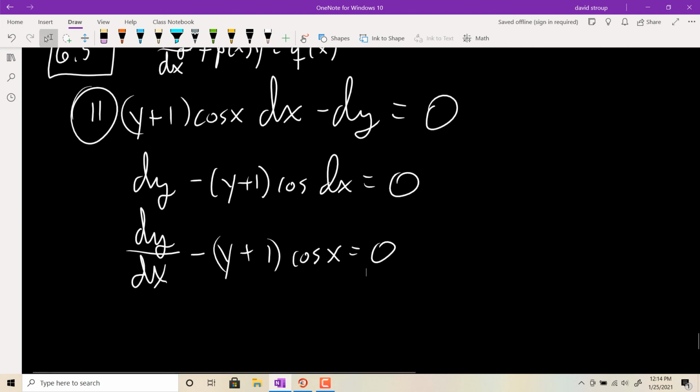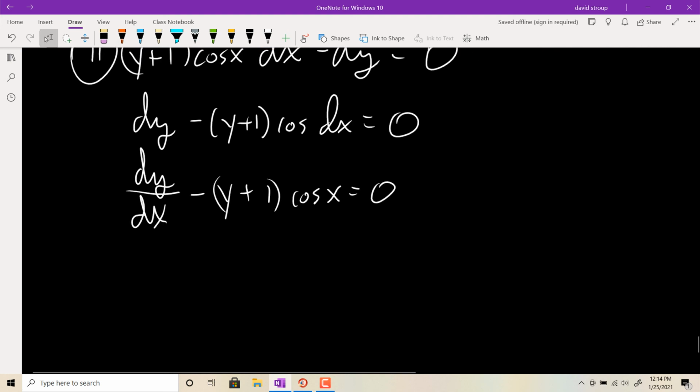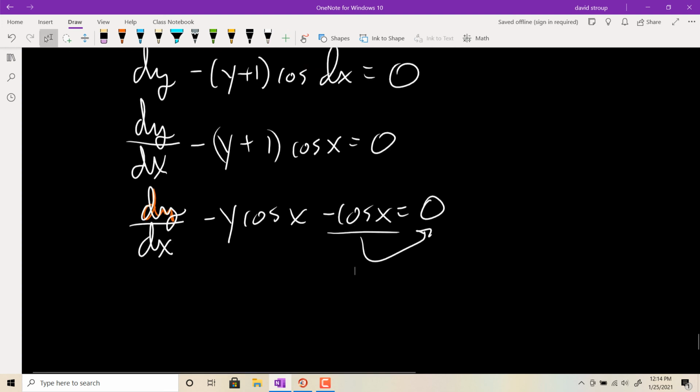It's still not in the form because in the form you have just a y there. So you just have a y here. We have y plus 1, so it's not working. I need to distribute, and then I'll kind of have it. So this will be minus y cosine x, and then minus cosine x, when all said and done. And then you just take this part and put it over there, and it's in your form.